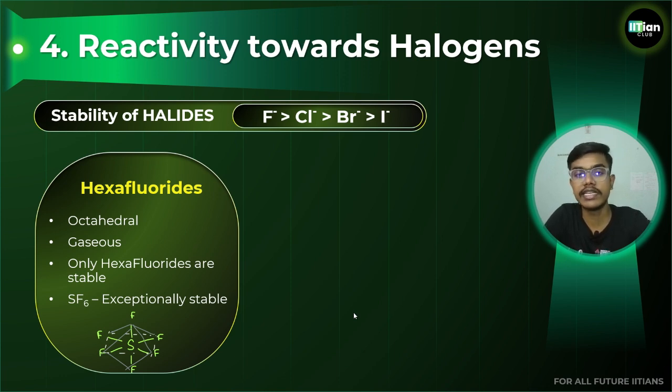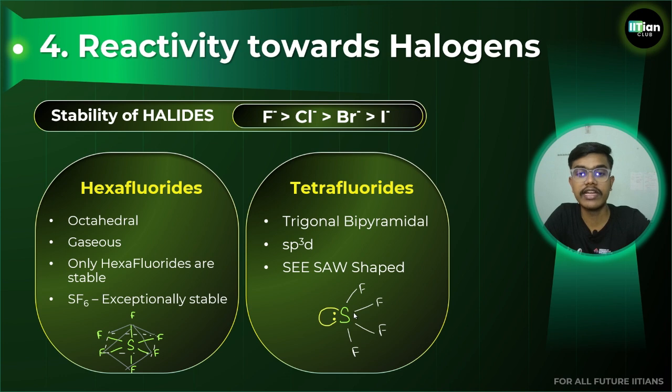SF6 is exceptionally stable because of its steric properties. You can see the diagram over there. It is an octahedral shape. Next, we have tetrafluorides. They have sp3d hybridization and trigonal bipyramidal geometry. But the shape is seesaw over here because you can see the lone pair over there, and the top and bottom fluorine atoms are repelled because of the lone pair, and it forms a seesaw shape.